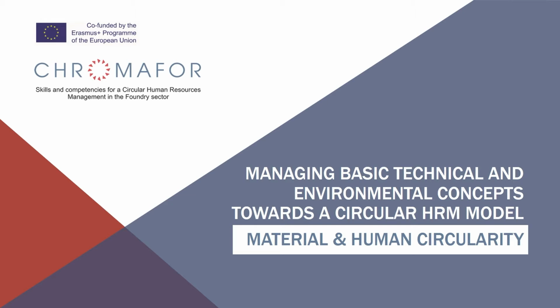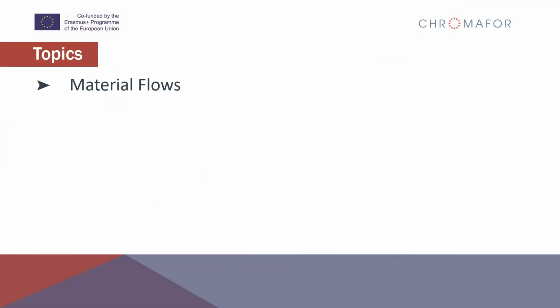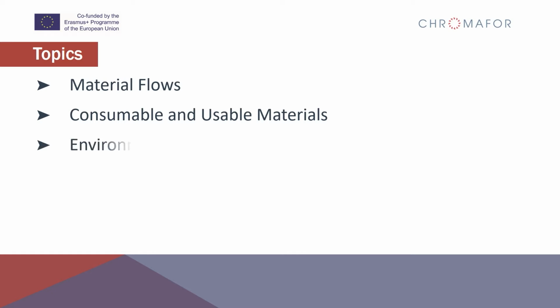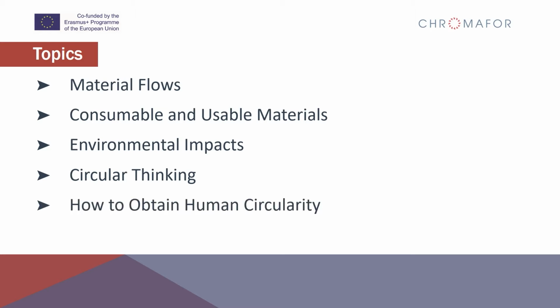Now let's see together which are the main topics of this lesson. First of all, we will talk about material flows, then consumable and usable materials, and the environmental impacts of using material flows in economic systems and in production systems. Then we will talk about circular thinking in organizations, then how to obtain human circularity, and finally we will close this lesson with circular workforce and recruitment.